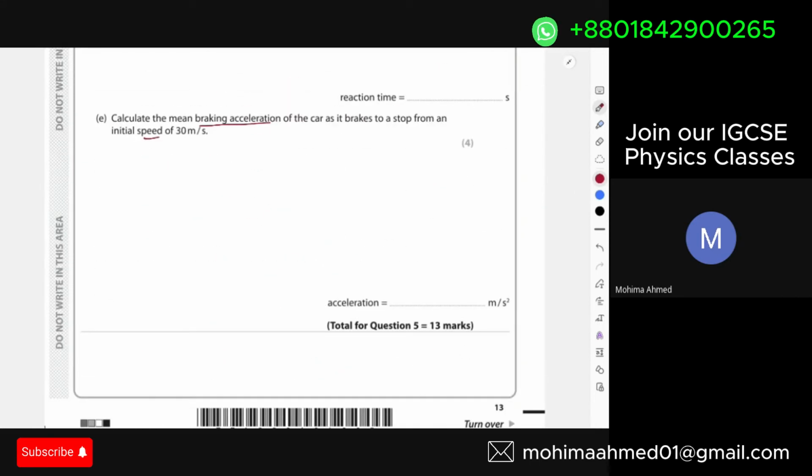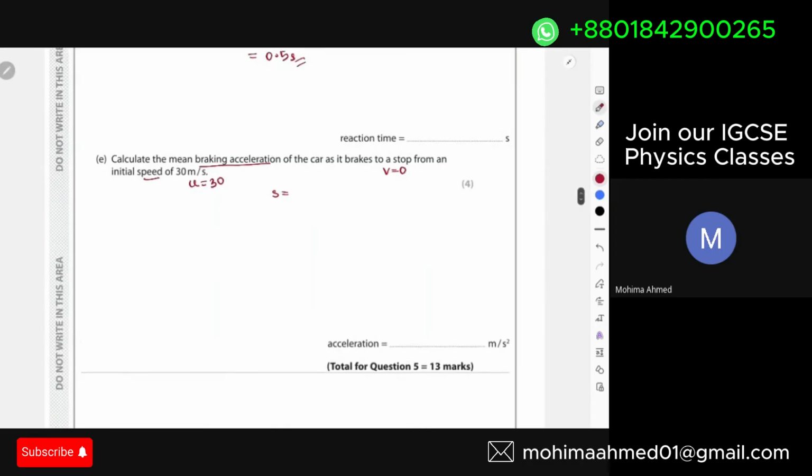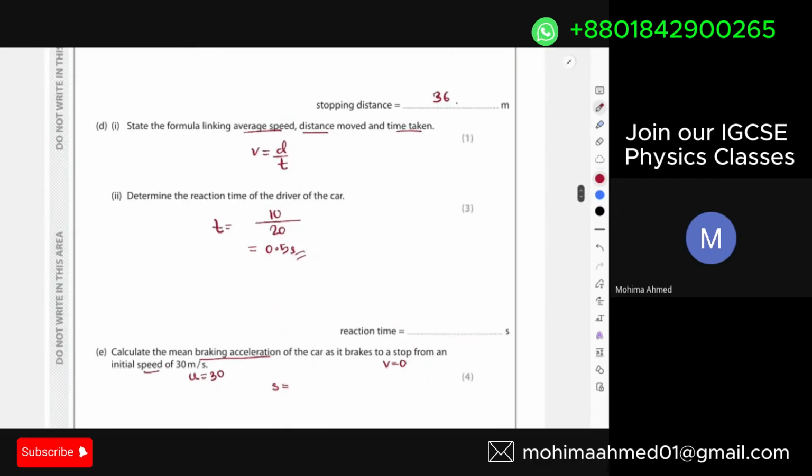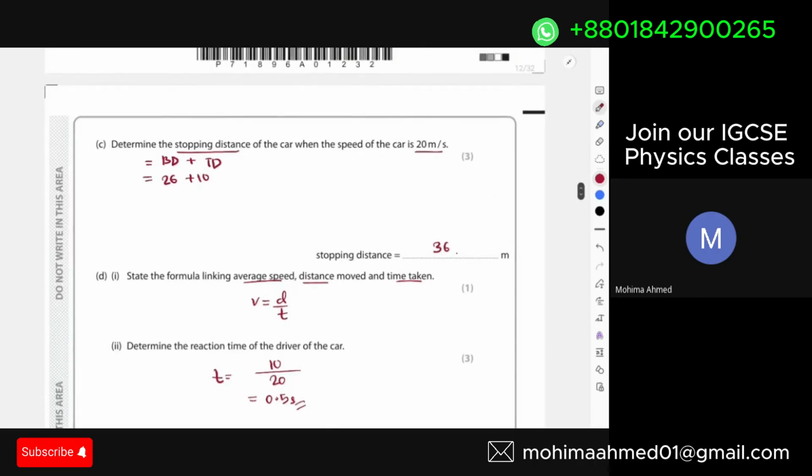Calculate the mean braking acceleration of the car as it travels to a stop from initial speed 30. Okay, over here I can understand that initial speed is 30, final velocity is 0. S we have to calculate, right? If I have to calculate S, they must have given me the idea about S somewhere in the maths, but I cannot find out where to use S.